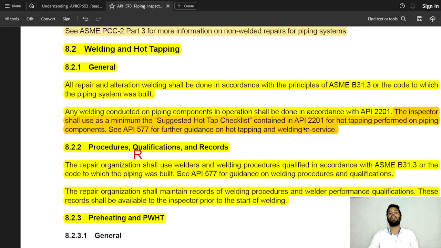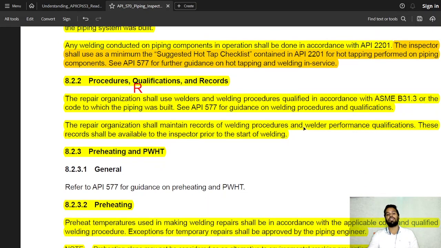Welding and hot tapping. All repair and alteration welding shall be done in accordance with the principles of ASME B31.3, that is the original construction code or the code from which the pipe has been built. The hot tapping requirements are done in accordance with API 2201. The inspector shall use the suggested hot tap checklist contained in API 2201 for hot tapping performed on a piping component. Hot tapping is creating a hole when the pipe is on stream. So if you want to have a different hole to apply a new nozzle or apply a new valve, when you are making a hole while the pipe is in service, this is known as hot tapping.